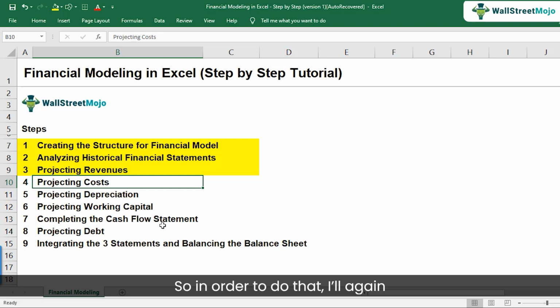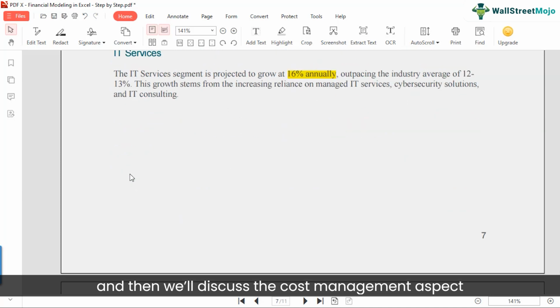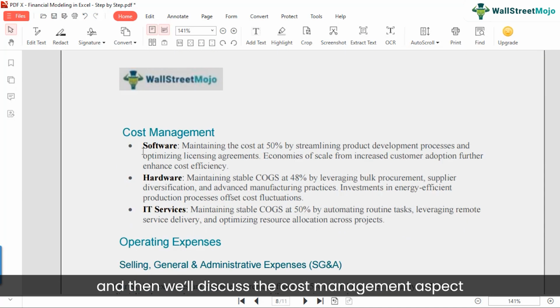So in order to do that, I'll again go back to the case study here, and then we'll discuss the cost management aspect, which is provided in the management discussion and analysis section. Okay. So Epic Solutions software segment, right? Here, maintaining the cost at 50% by streamlining product development process and optimizing licensing agreements. So what basically it is all about is that Epic Solution has three segments, right? So cost will be 50% of the overall revenue for this segment. Likewise, when it comes to hardware, cost will be 48%. And IT services again will be at 50%.